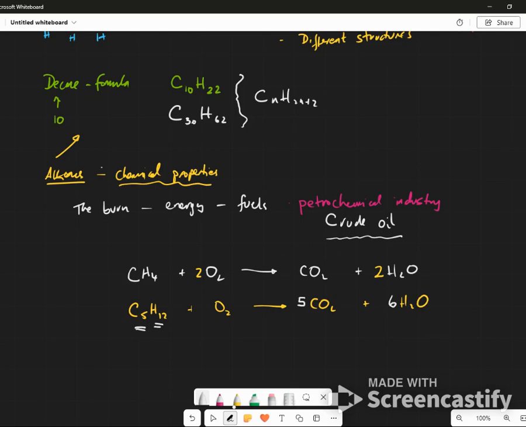And then I go over the side. 2 times 5 is 10 oxygens. 6 times 1 is 6 oxygens. Total oxygens is 16, and therefore this number must be 8. And there you go. So that's how we balance these guys.